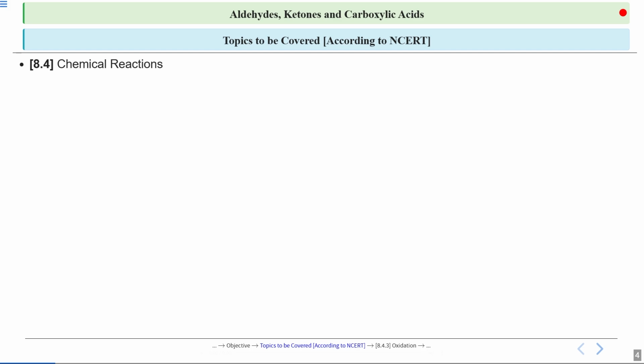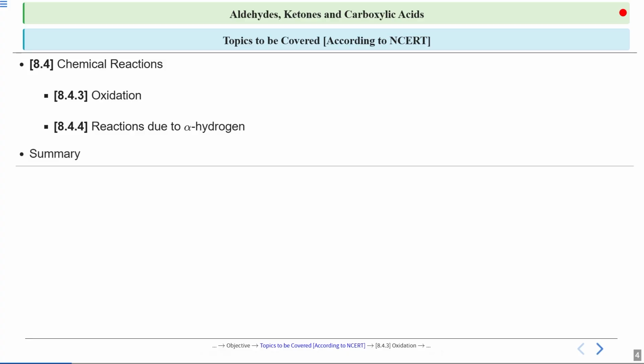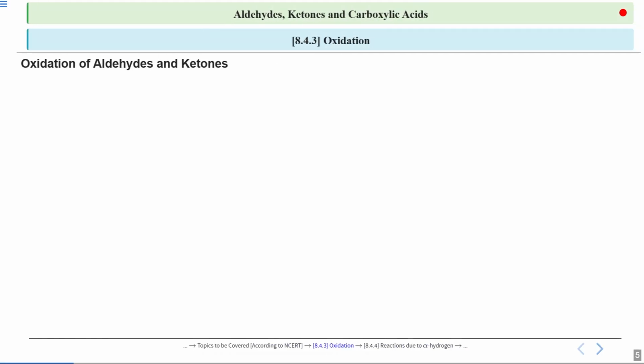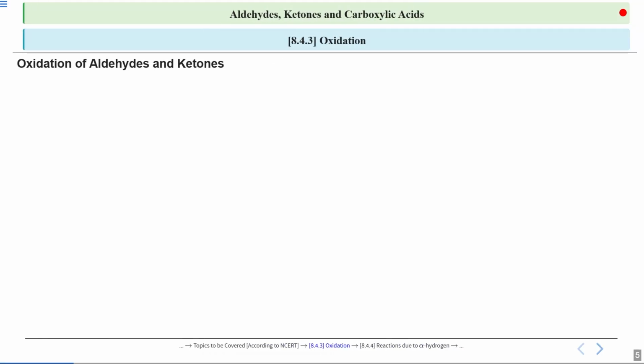First, I will tell you the NCERT sections which we will cover today. So, we will cover 8.4, which is chemical reactions, 8.4.3, which is oxidation. Then the next subsection which we will cover is 8.4.4, which is reaction due to alpha hydrogen. And then we will conclude with a summary. So let's start with the topic of oxidation of aldehydes and ketones.